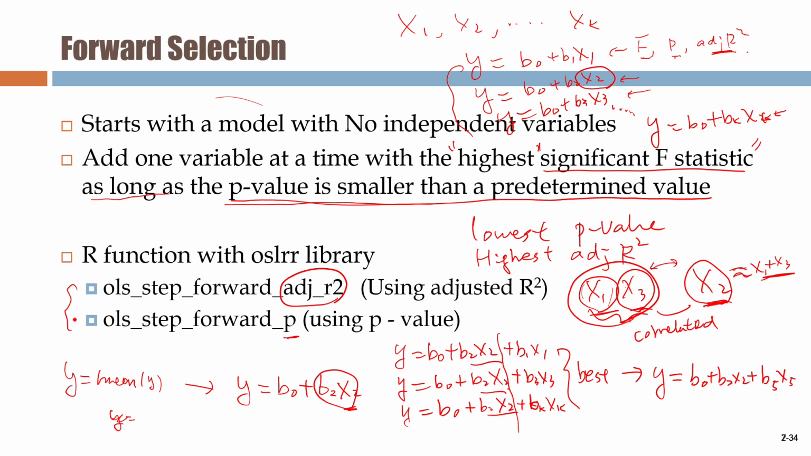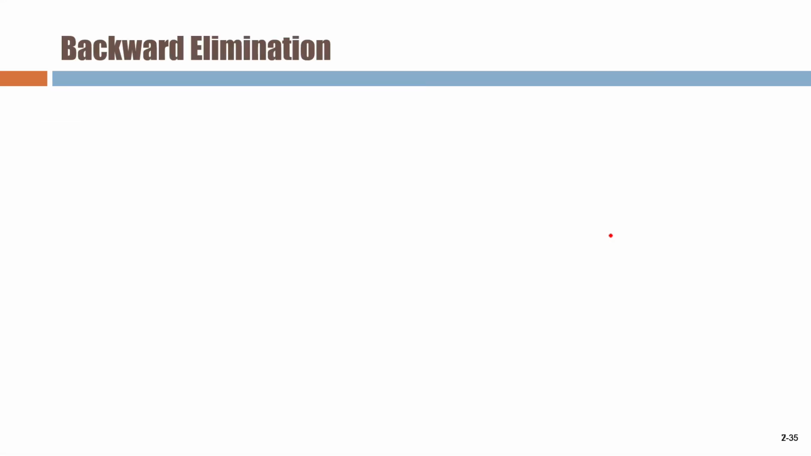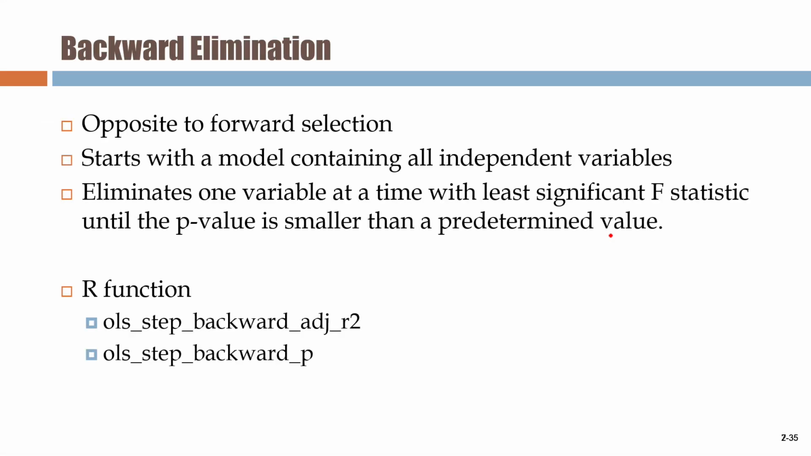So that's the forward selection. Again, even though my slide said it's a significant F statistic or p-value, you can use just the R or the p-value separately. Backward elimination is totally opposite. It starts with a full model, a model containing all independent variables. We put everything in it. Of course, I don't want this big model.